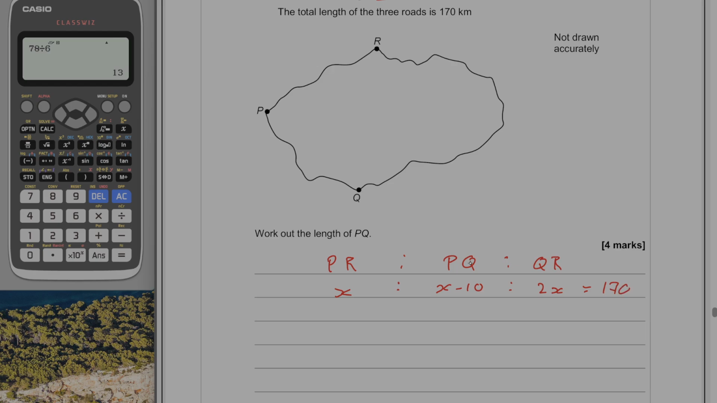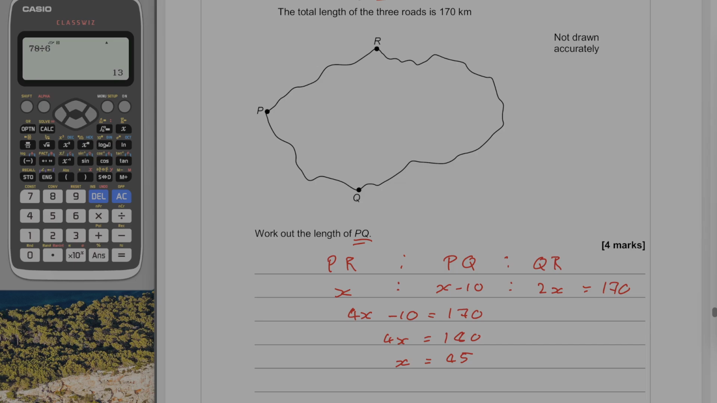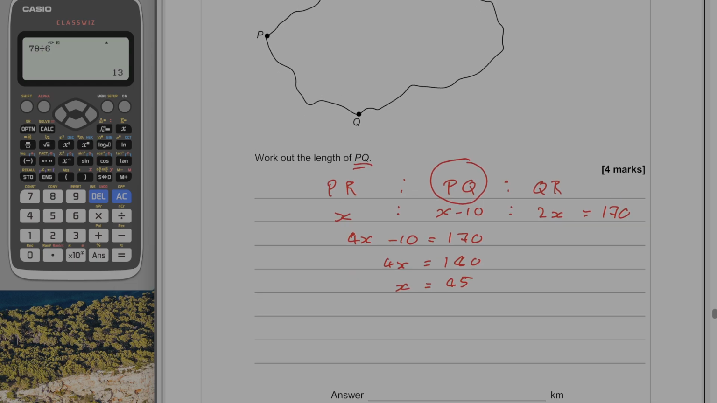So if we add those three together, then we would get 4X minus 10 is equal to 170. So 4X is going to be equal to 180. So X is going to be equal to 45. That wasn't what we were asked to work out. We were asked to work out P to Q. So PQ is 10 less than that. So PQ is 35.